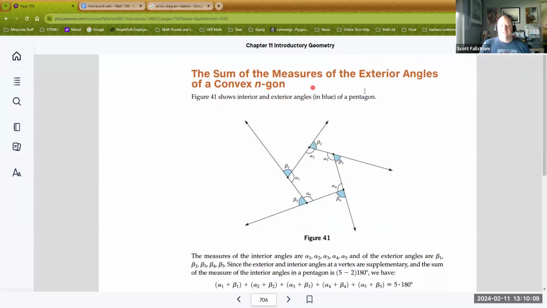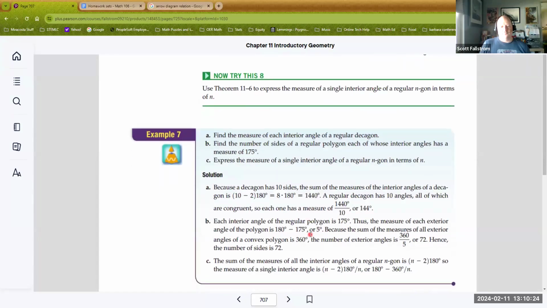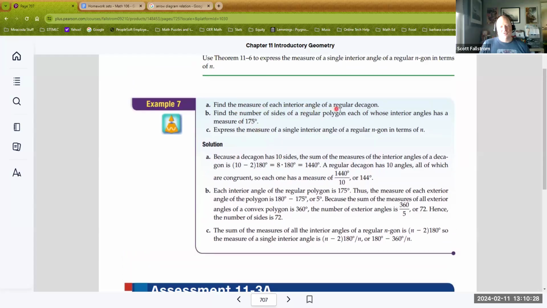And then finally, we get the sum of the measures of the exterior angles of a convex n-gon. All right. So we get to see interior and exterior angles of a pentagon. And we get some kind of proof there. Again, another theorem. And then we get to use those. So it's going to ask you to find the measure of things. Oh, don't forget. Now they're going to throw another word in here with regular.